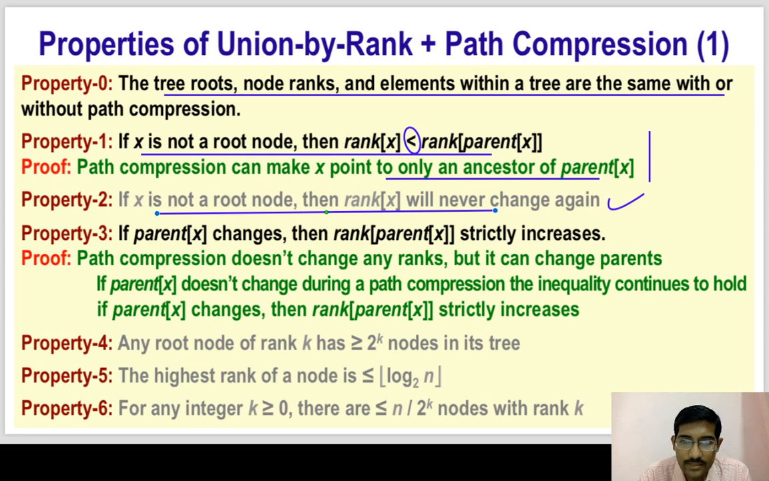If parent x changes, then the rank of parent x strictly increases, because path compression doesn't change any rank, it could change only parents. If parent x does not change during path compression, the inequality continues to hold. If parent x changes, then by property 1 we have already proven that the rank increases even if we switch the pointers to the parent, because it points to an ancestor node. So property 3 holds.